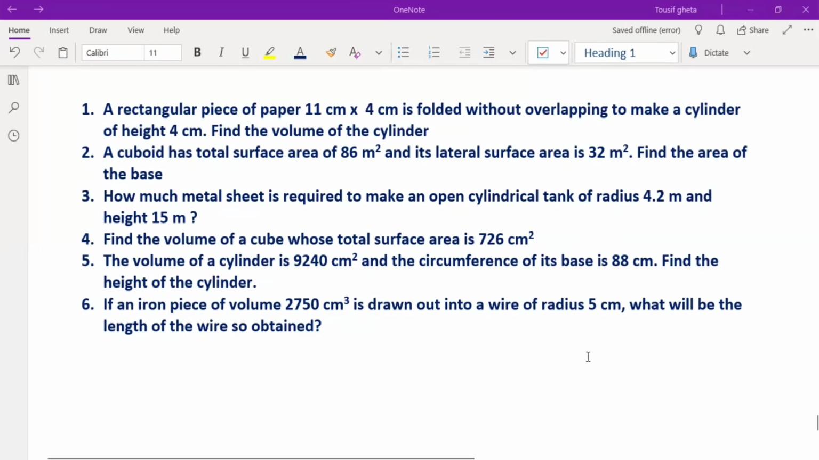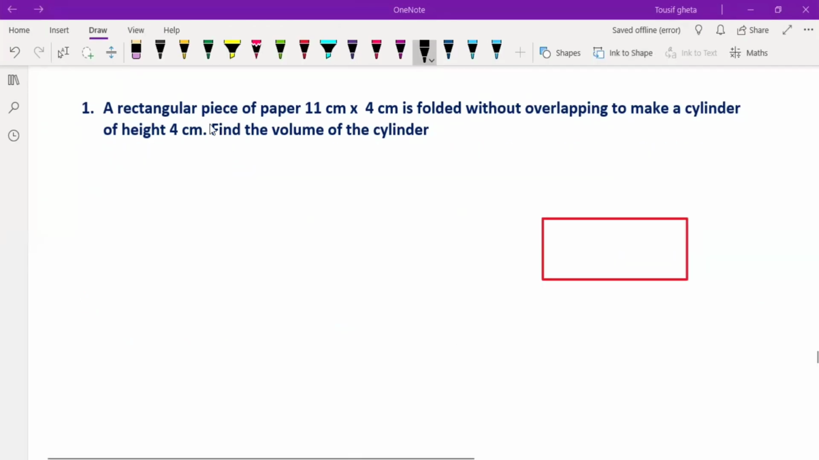The first one. If you want to try it yourself, just pause the video, copy down all the questions, try them, and compare your answers with our answers. So let us go with the first one. Let's see what they're asking us to find out.